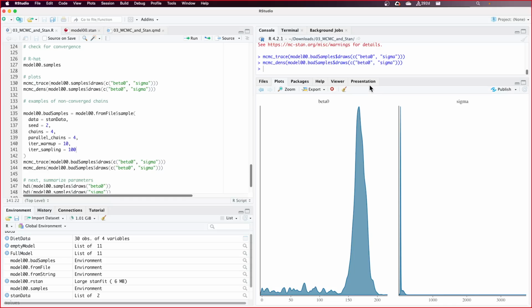Okay. One follow-up question. When we essentially cut off our caterpillar plot, some of that wonkiness would go away then? Yes. Okay, great. Exactly. And that's part of the key.